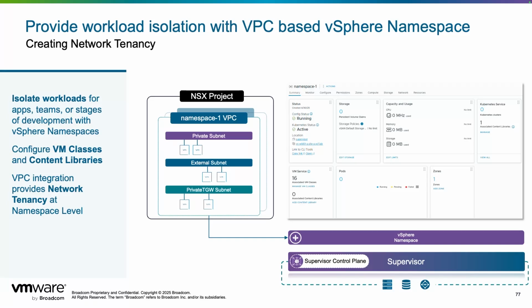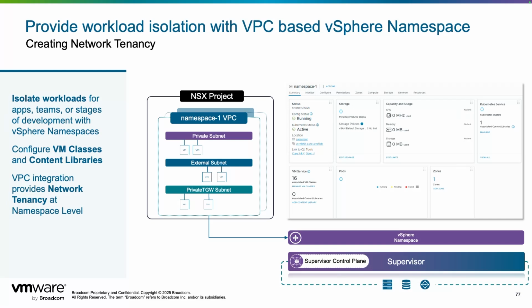vSphere namespaces also provide workload isolation for organizations, whether they want to provide isolation for applications or perhaps group them by teams. They may also want to split namespaces according to various states of development, such as tests, staging, and production. Now, to provide greater network isolation, vSphere namespaces with VCF 9 now integrate with VPCs.